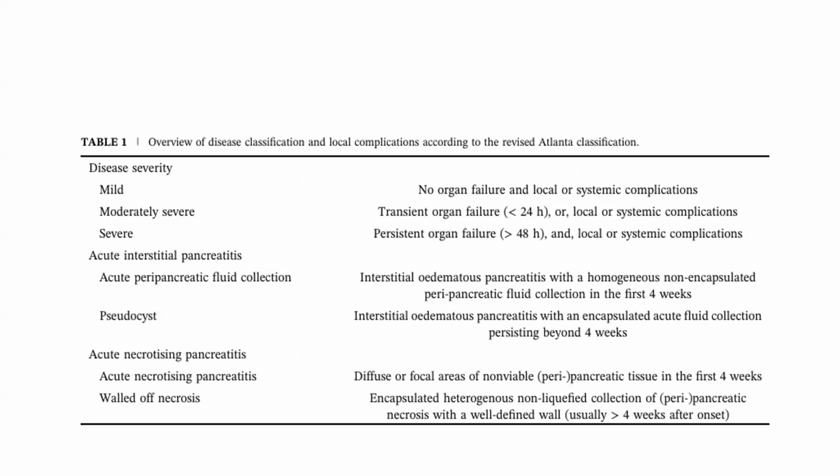So here is an overview of disease classification and local complications according to the revised Atlanta classification. The disease is mild if there is no organ failure and no local or systemic complication. It is classified as moderately severe if there is transient organ failure of less than 24 hours or local or systemic complication. It is severe if there is persistent organ failure and local or systemic complication.